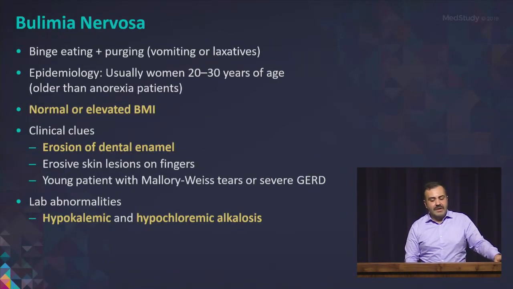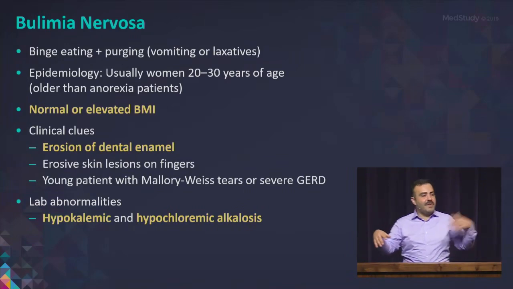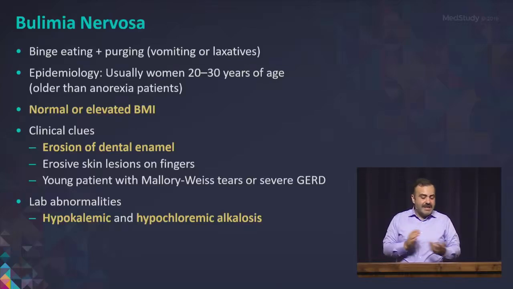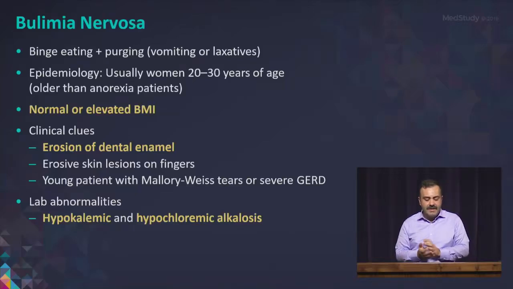As opposed to bulimia nervosa, these are the patients with actual normal or elevated BMI. This is the patient who binge eats and then feels bad about it and then tries to throw up. On the exam, because of the acidity of the stomach contents, you can see a lot of decay in the teeth.